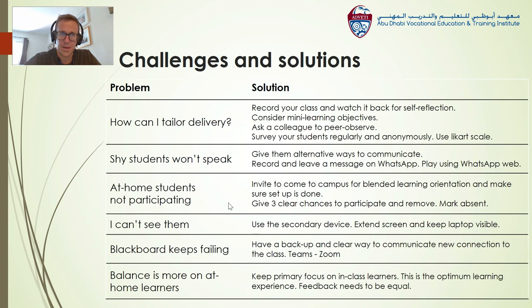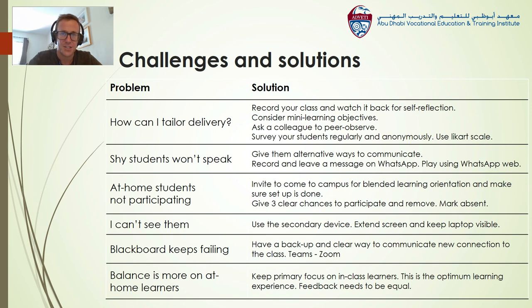So here are some problems and solutions to do with hybrid learning. How can I tailor my delivery? Well, a nice way to do it is to record your class, watch it back for self-reflection and start thinking, did my students engage with that at home? Did they not? Consider your mini learning objectives. Usually you would have 1 or 2 large objectives for the class, but consider what are the individual little things we can achieve. Put that on the sticky note, show that on the screen so students can signpost where they're at in the class.